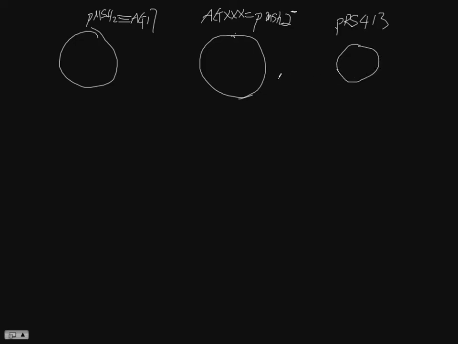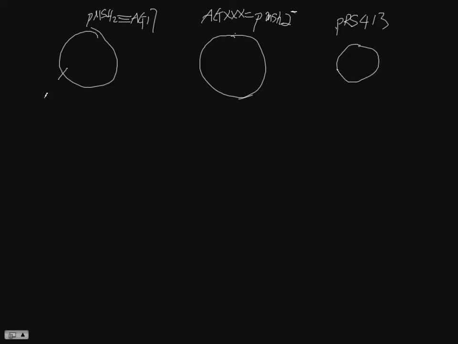And you have another plasmid, AG, which is a different number, which is the mutant MSH2. And then you have an empty vector, which is pRS413. That plasmid is much smaller because it doesn't have an insert.